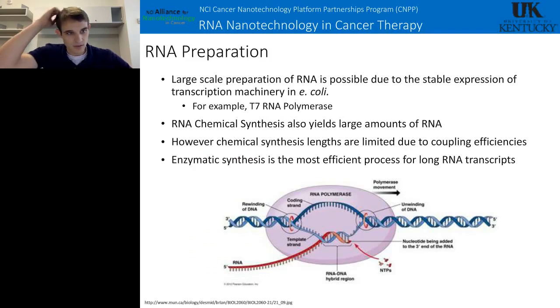So how is RNA made? I would say one of the most common methods is using transcription machinery that is isolated from E. coli, for example, the T7 RNA polymerase. Another popular method, one we also use in our lab, is chemical synthesis. It's the same method used as DNA chemical synthesis. This also yields large amounts of RNA. However, the length of chemical synthesis is limited to about 60 nucleotides, just based on the coupling efficiency of the phosphoramidite chemistry with RNA. So for longer RNA transcripts, enzymatic synthesis is definitely the most efficient process.